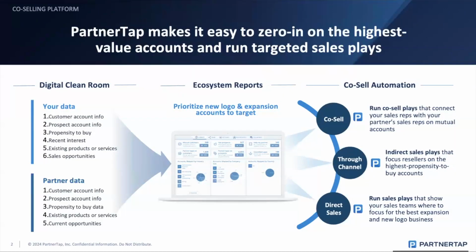This eliminates the need for PAMs and sales reps to manually map accounts and instantly identifies the white space for sales campaigns. Once you zero in on the specific accounts you want to action, you use our co-sell automation product to run data-driven co-sell plays, through-channel sales plays, and direct sales plays to activate your teams on the best expansion and new logo business to go after. This process eliminates all the work currently done offline in spreadsheets and one-off emails.